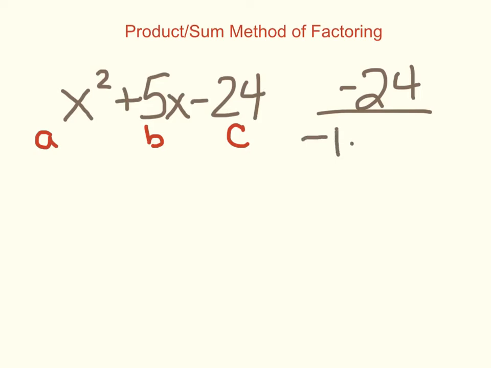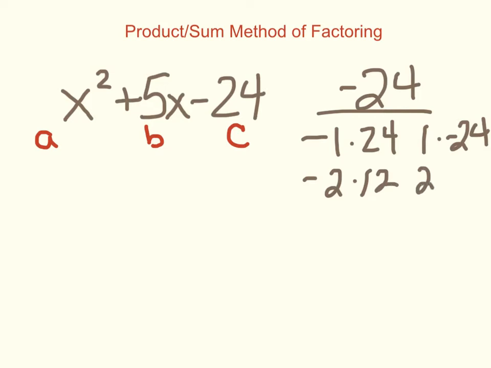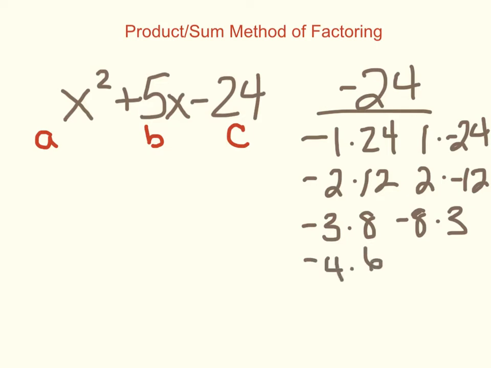Well, negative 1 and 24, positive 1 and negative 24, negative 2 and positive 12, positive 2 and negative 12. We also have negative 3 and positive 8, and negative 8 and positive 3. I did that backwards. We have negative 4 and positive 6, and positive 4 and negative 6. Any of those could be possible factors.